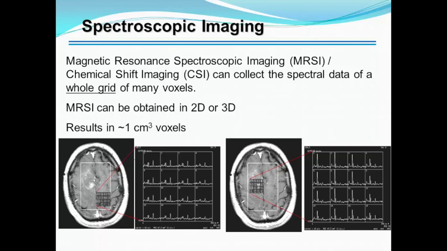So a way more efficient way to record the data is called magnetic resonance spectroscopic imaging, or chemical shift imaging, which can collect the spectra of a whole grid of many voxels at the same time. That can be obtained in either 2 dimensions or even 3 dimensions, where you have a whole stack. Normally the resolution is about 1 cubic centimeter.